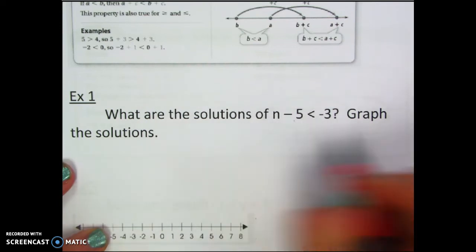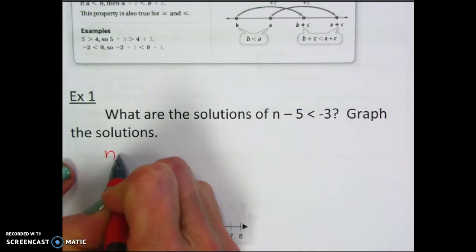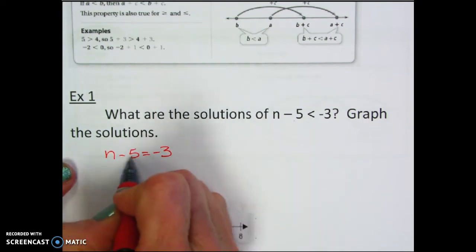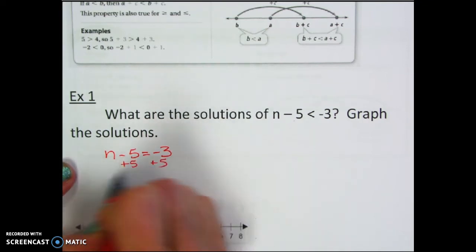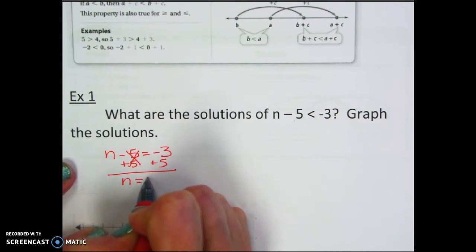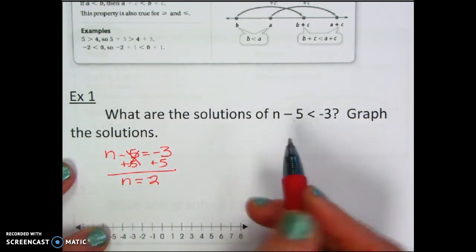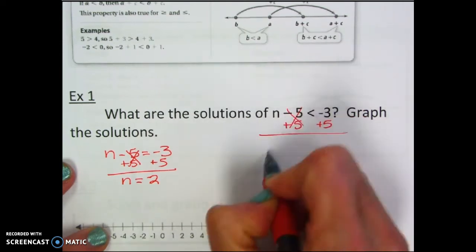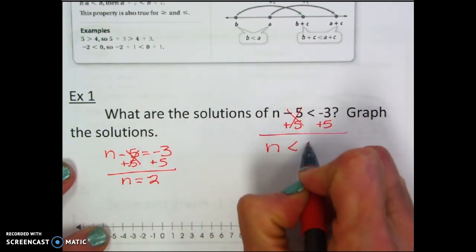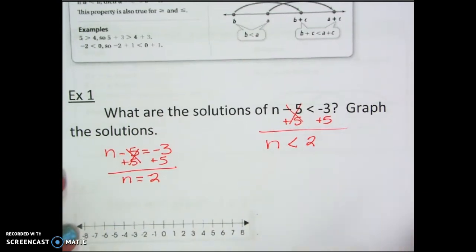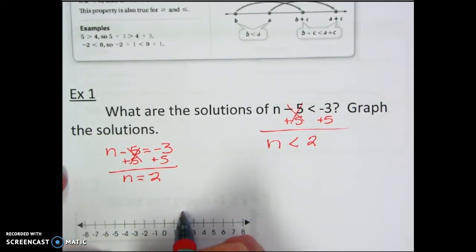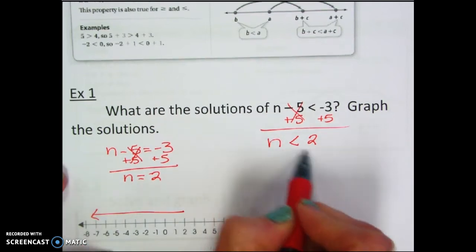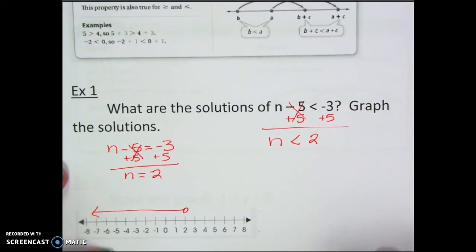Well, if we have n minus 5 equal to negative 3, the way we would solve that would be, because this is subtraction, we would want to add 5 on both sides, and we would get positive 2. Well, we're going to do the same thing here. We're going to add 5 to both sides of the inequality, so n is less than 2. Our graph, of course, then is going to be at 2. We want less than, any point less than 2. Because it's not equal to, we're going to have that open bubble there.